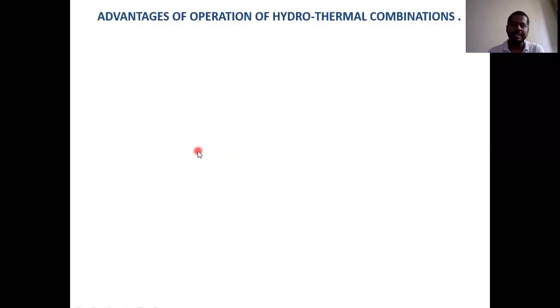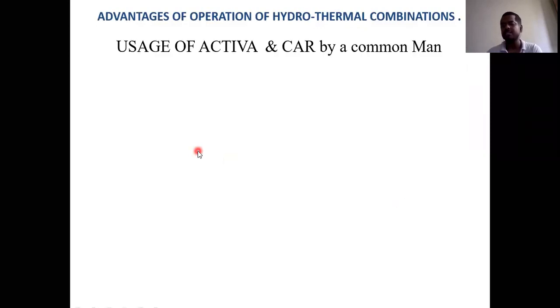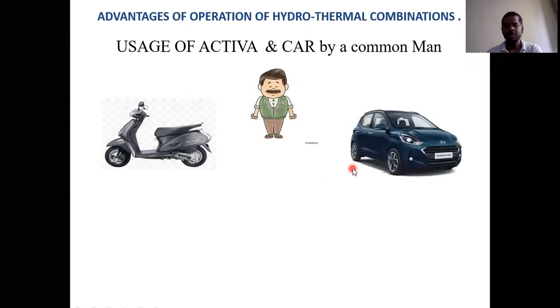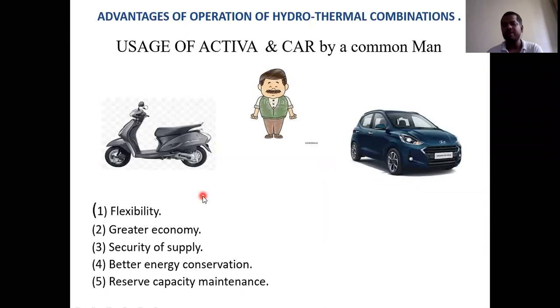Before going to the technical point of view, I already told you a simple example at the end of the second minute, that is the usage of an Activa and a car by a common man. When we have an Activa and a car, in what situations will you use the car, and in what situations the two-wheeler? We have already come across this concept, and based upon this point, we can understand the advantages when we are considering two sources at a time, that is, hydrothermal combinations, or hydrothermal coordination.